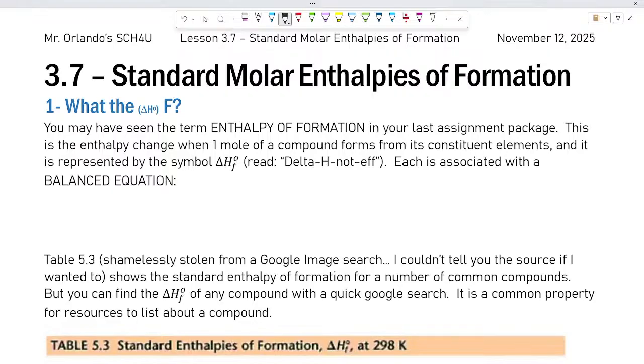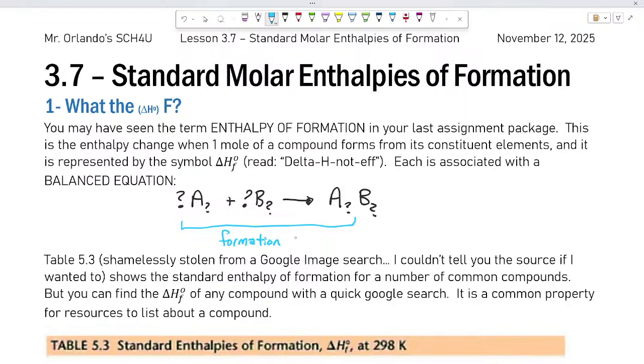If we have something, A?B?, if we were going to make that thing in a synthesis reaction, what would we have had to make it from? A and B, right? And maybe those are diatomic, maybe they're not, but that's the basic idea. This is a formation reaction. It's a specific type of synthesis. It's a synthesis of something from its constituent elements. So no compounds to start with.